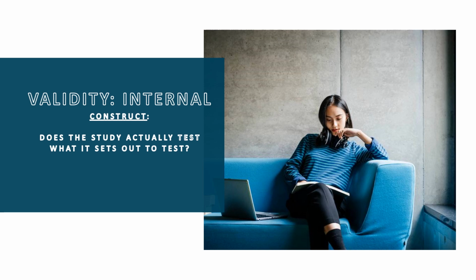The second feature of internal validity is looking at what we call construct validity. So this is whether or not the study actually tests what it sets out to test. So does it really fully measure the aim of the study with the way in which the IV and DV have been operationalised and put into action.